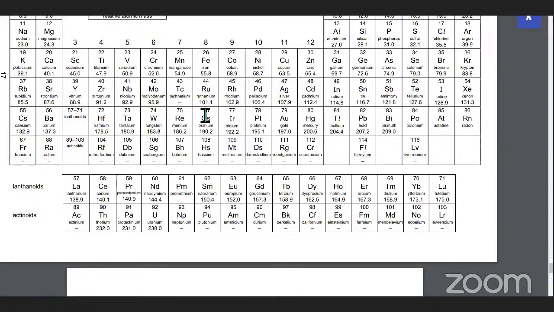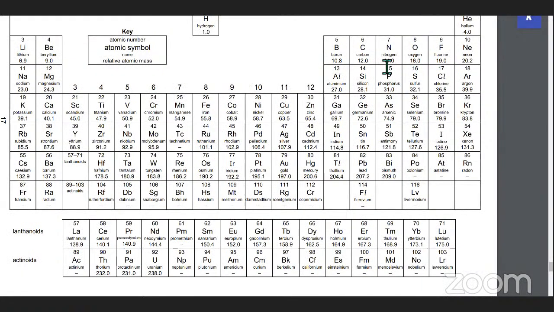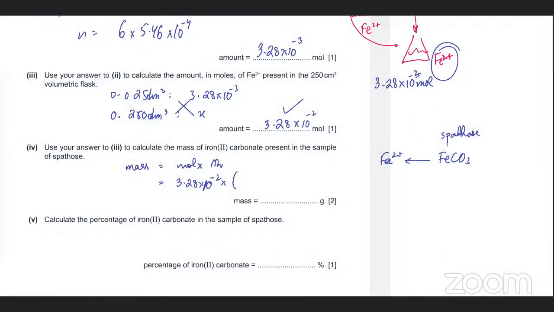So Fe is 55.8, C is 12, and O is 16. Make sure to be as accurate as possible. So 55.8, that's Fe, plus 12 for carbon, plus 16 times 3. What do we get for this? What's the mass?